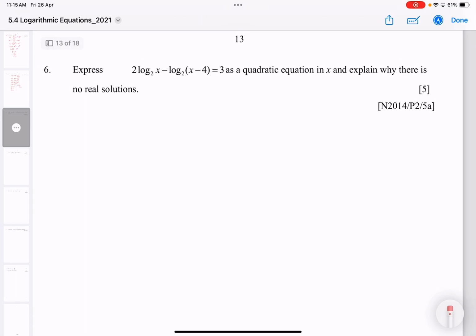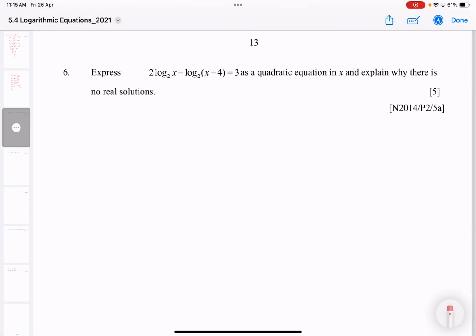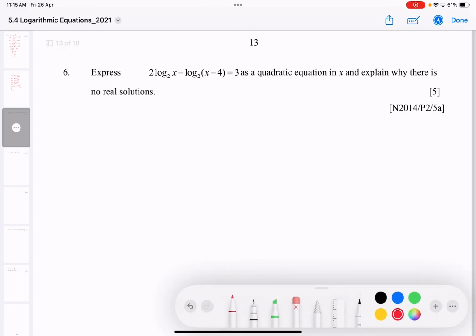Can you express this whole thing as a quadratic equation in x and explain why there are no real solutions? Whenever they tell you no real solutions, it links back to your chapter 1 on discriminant. How many of you can remember? No real solution means that you cannot do the square root of b squared minus 4ac, because it's less than 0. If you forget, you must remember, at the end of year all these things will come back and haunt you.